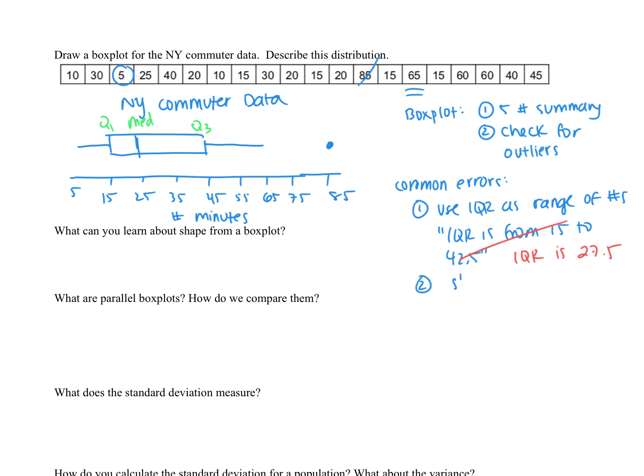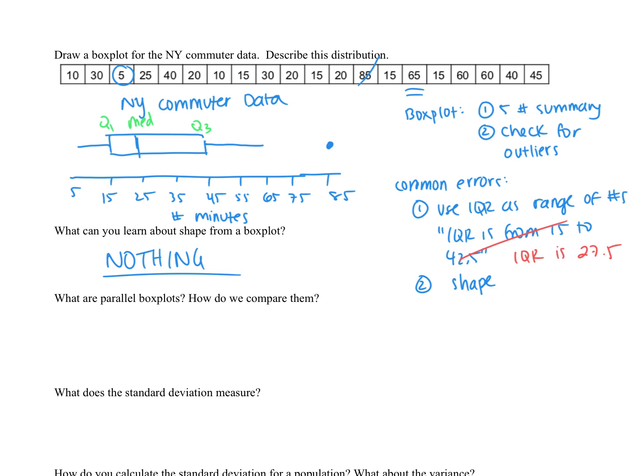And the second one has to do with shape. So what can you learn about shape from a box plot? Nothing. You cannot tell shape from a box plot. And that's because a box plot is only based on 5 numbers. That's it. So I can change any of the numbers in here, any of the numbers in here, any of the numbers here, and end up with the same box plot.